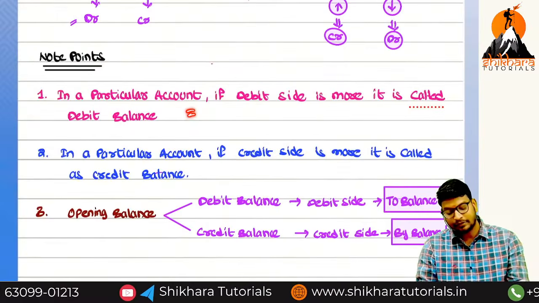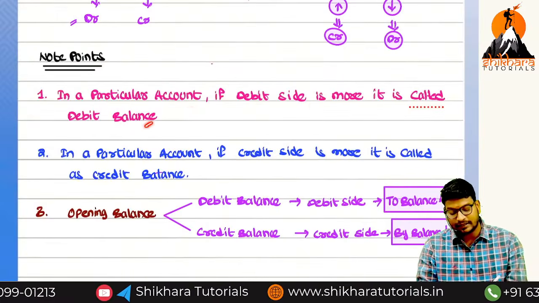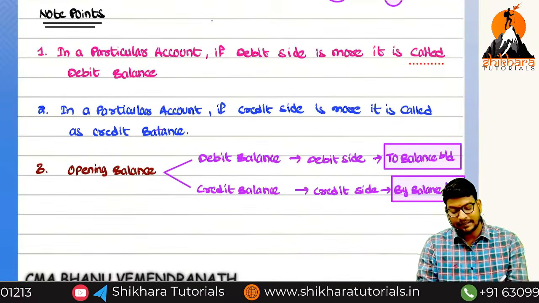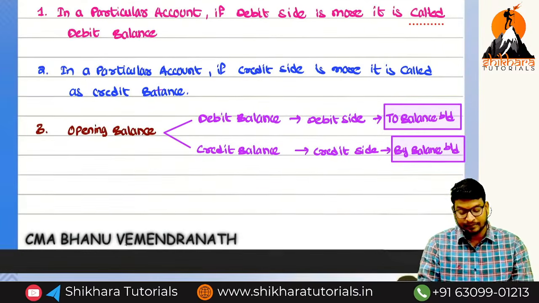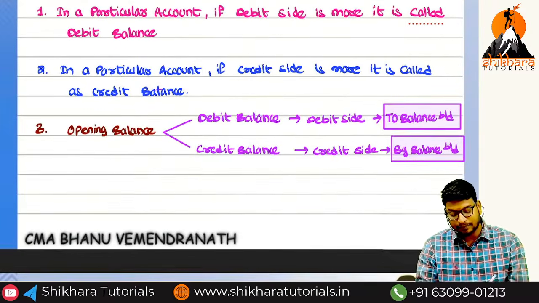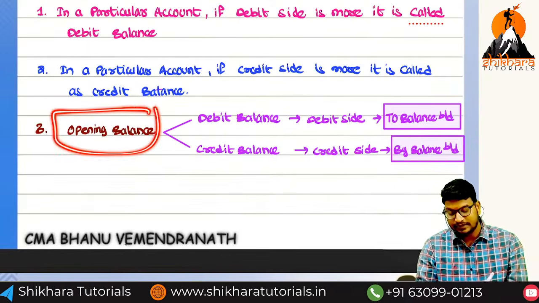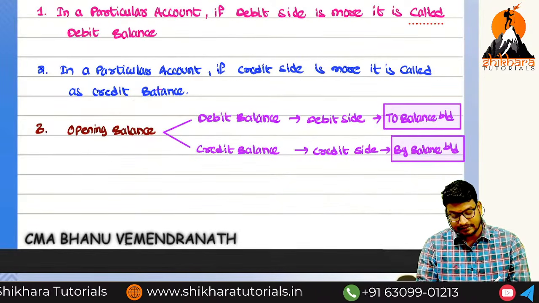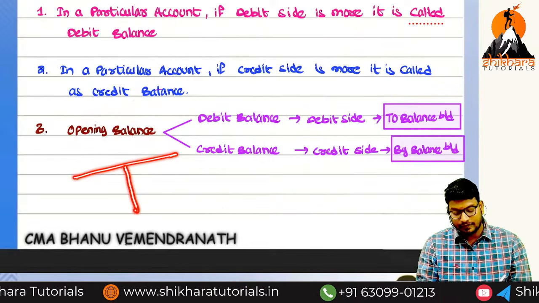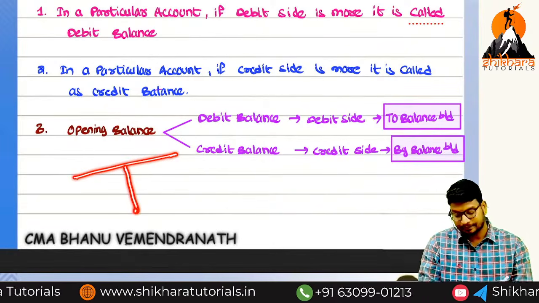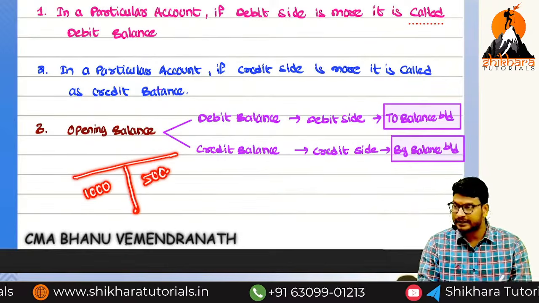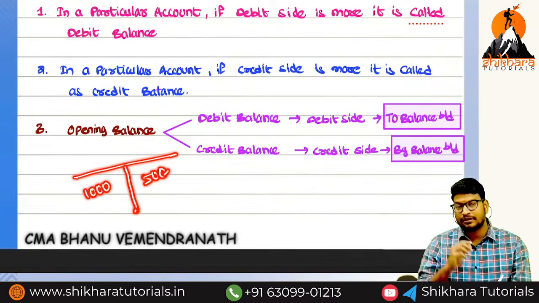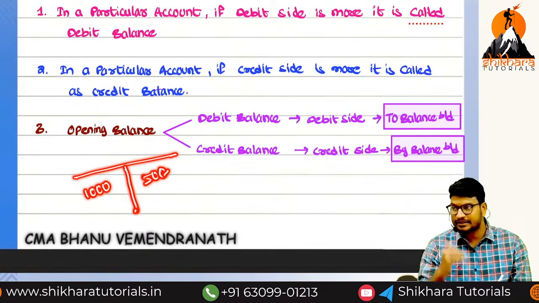In a particular account, if the debit side is more, it is called a debit balance. In the same way, if the credit side is more, it is called a credit balance. Next we discussed opening balances and closing balances. How did we discuss it? First we discuss a debit balance. 1000 rupees on the debit side and 500 rupees on the credit side. This account is showing which balance? Debit balance, because the debit side is more.